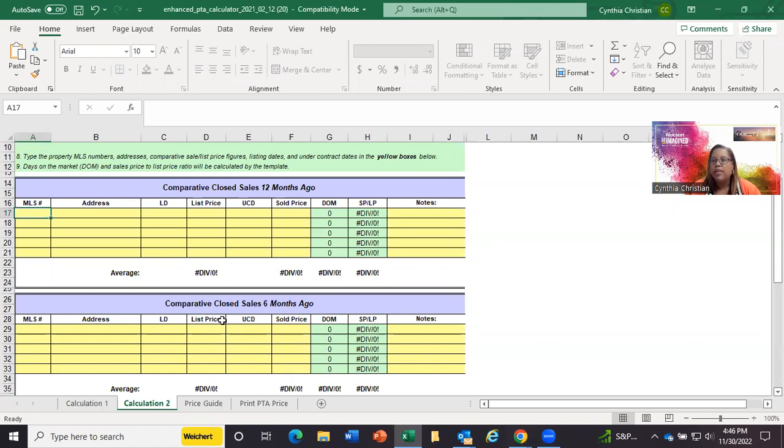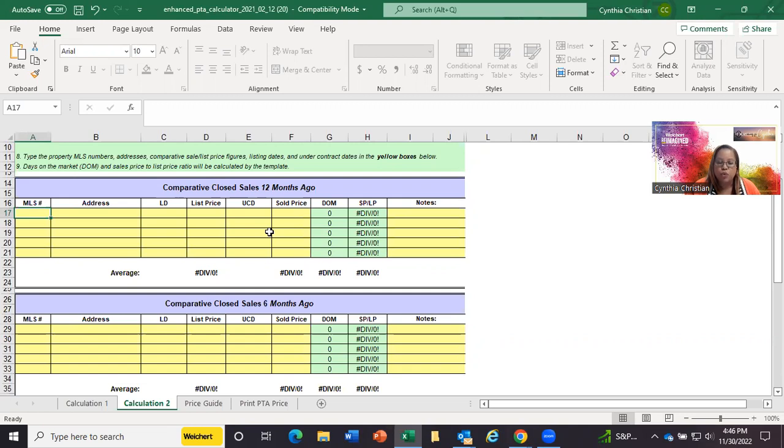The price trend analysis prices to the future. That's why there's an algorithm built into this Excel. And you'll see when I start putting in some information. So I have pulled just a couple of sales and a couple of under contracts just to give you an idea of what to do. So here is closed 12 months ago. So I looked at the ones I pulled.